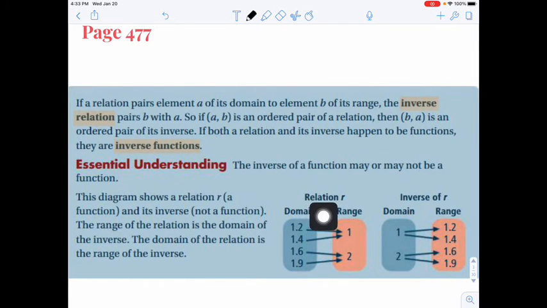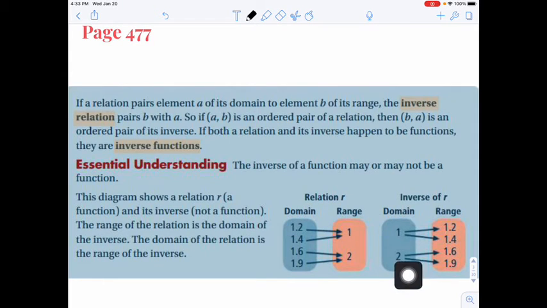In the diagram, we have the relation R, domain 1.2, 1.4, 1.6, and 1.9. 1.2 goes to 1 in the range, 1.4 goes to 1, 1.6 goes to 2, and 1.9 goes to 2. Since every element of the domain only goes towards one element of the range, this is a function.